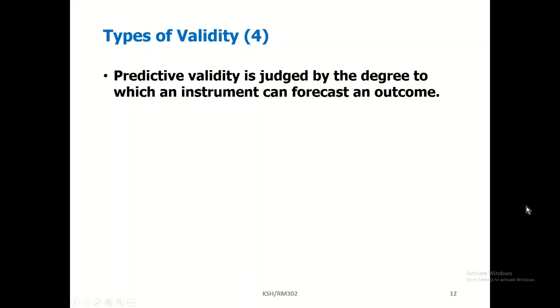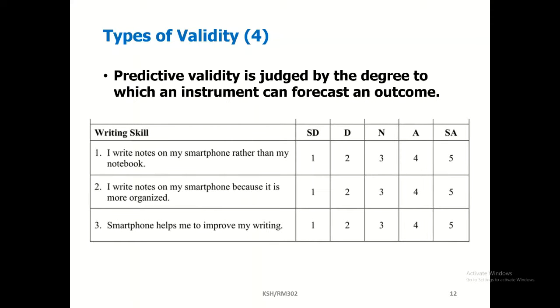Welcome to Part 3. In this part, we're going to look at the third type of validity, predictive validity. When looking at this three-item part, we wonder if the items can predict the respondent's writing ability if they circle 5 for each item. That is, can the mean score of 5 accurately predict their ability to write well?